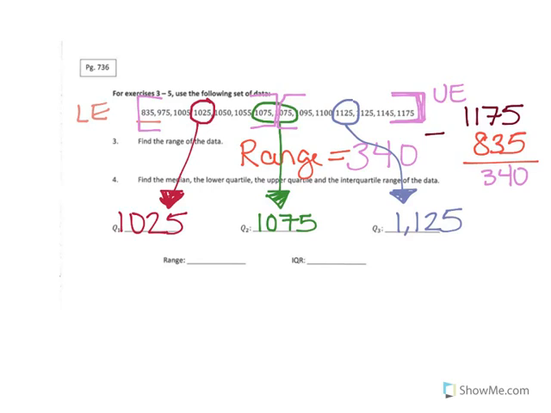Now we already know the range. The range we figured out already was 340, and the interquartile range is going to be the difference between our highest and lowest quartile. So when we subtract those numbers, we should get 100. So that's our interquartile range. And for our last question, question 5, I have that on another page on here, so if you need to pause the video again, go ahead and do so before we move on.